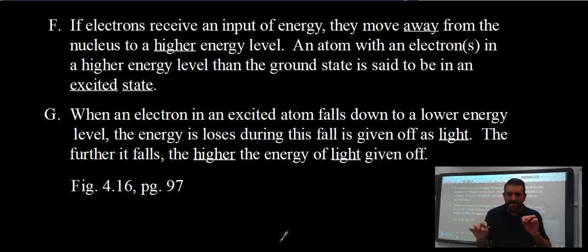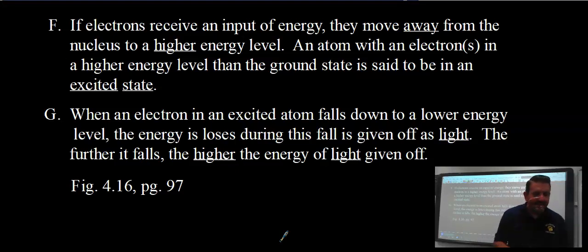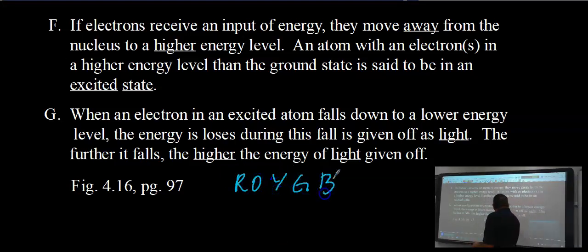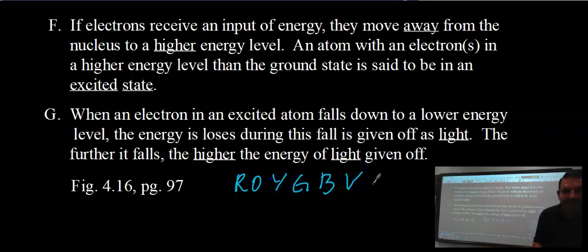Here's the important part. It says when an electron in an excited atom falls down to a lower energy level, the energy that it loses during this fall is given off as light. The further that electron falls, the higher the energy of the light given off. So if we have these atoms that are giving off certain colors of light, if you go back to the electromagnetic spectrum on page 96, the different colors of visible light, which are these, have different amounts of energy.